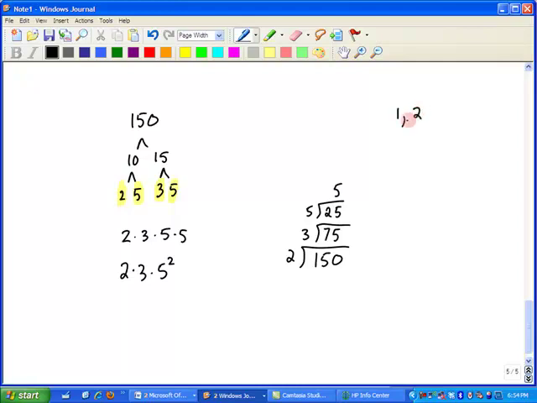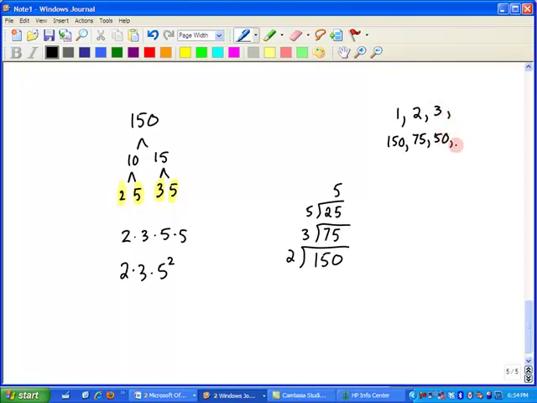And I'm actually going to put them down as pairs. So 1 goes into 150 and 150 goes into 150, right? 2 goes into 150 and 75 goes into 150. What else goes into 150? Just 3? Yeah, 3 goes in with 50, right?